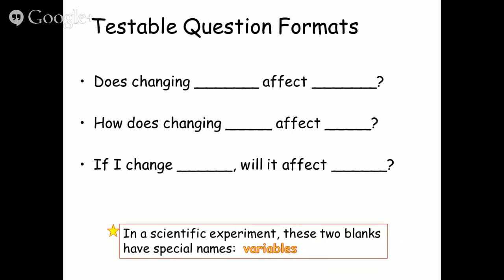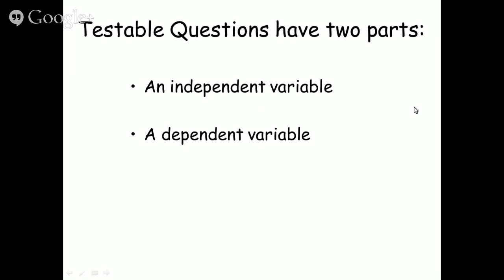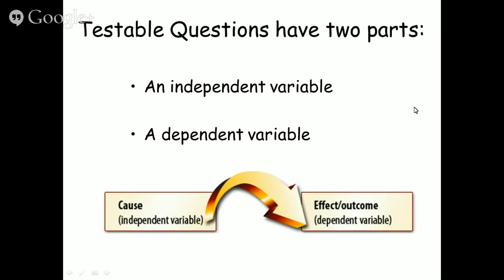In a scientific experiment, the two blanks have special names. They're called variables. What is a variable? A variable is something that can change! Testable questions have two parts, an independent variable and a dependent variable. Cause is the independent variable; effect or outcome, that's the dependent variable.